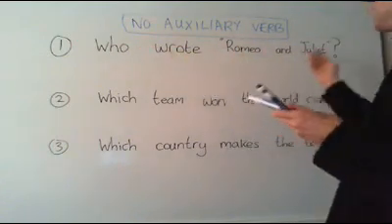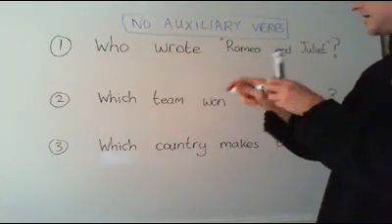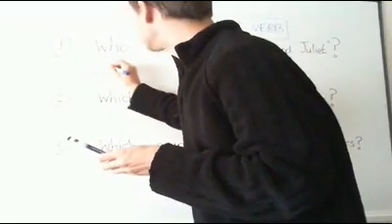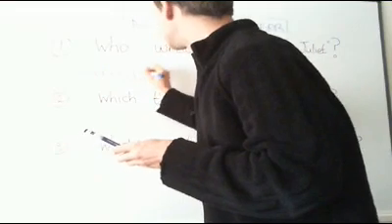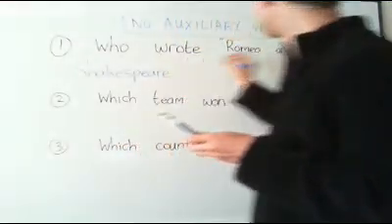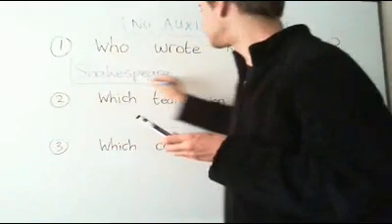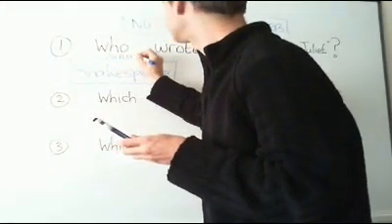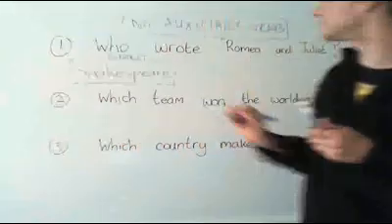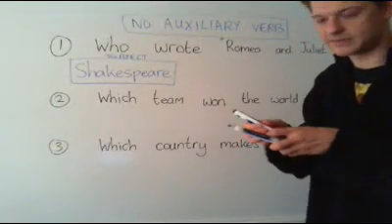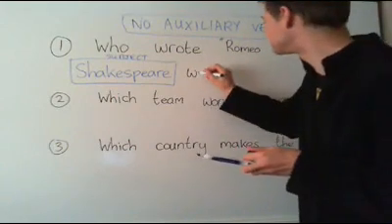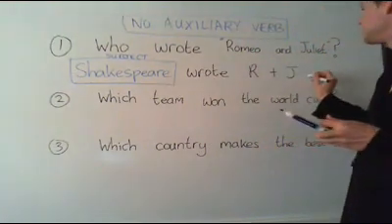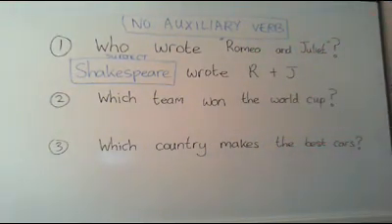So, who wrote Romeo and Juliet? I'm sure everybody knows that Shakespeare wrote Romeo and Juliet. Shakespeare. So the answer to the question is the first word now. The answer to the question is the subject. The question word is the subject. Shakespeare wrote Romeo and Juliet.